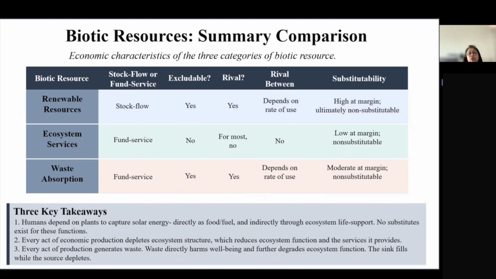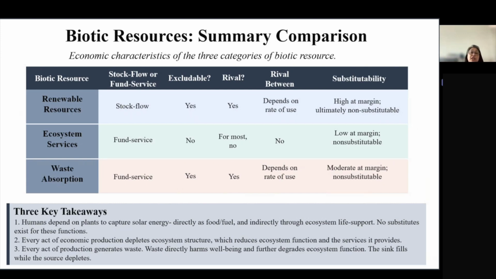Second, every act of economic production depletes ecosystem structure, which reduces ecosystem function and the services that function provides. Growth is not free. It has a structural cost that conventional economics ignores. So when I kept saying that you do not grow in a void, this is exactly what happens. But it depends how far you want to take it.